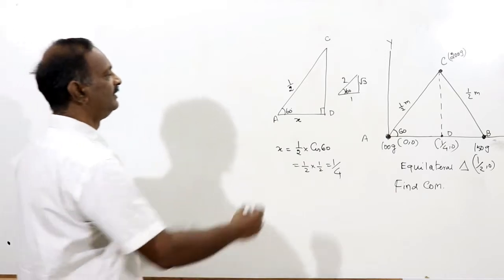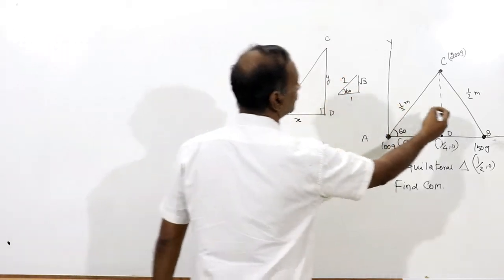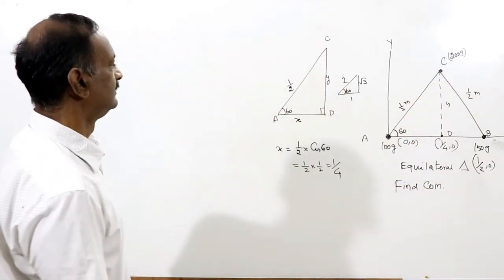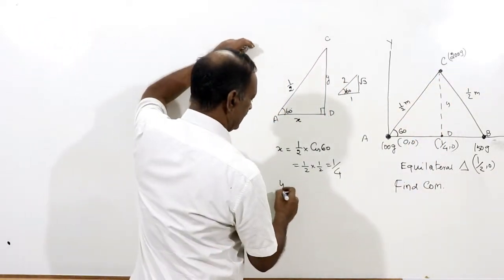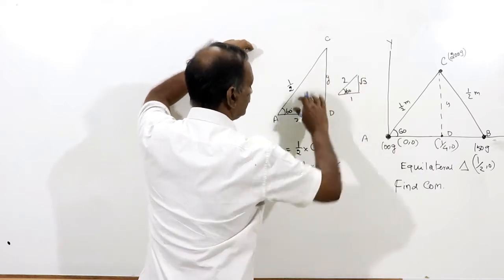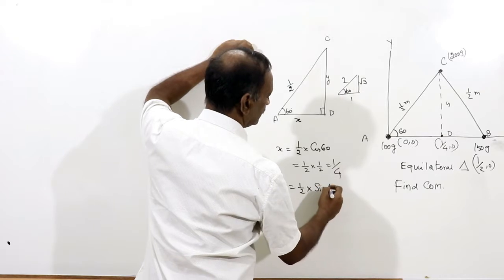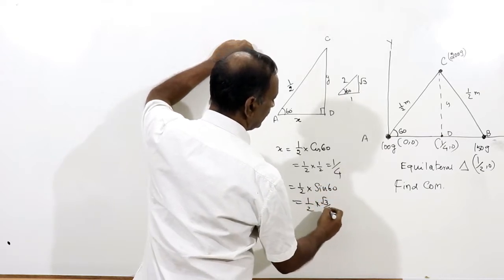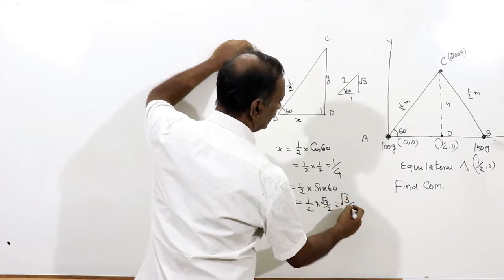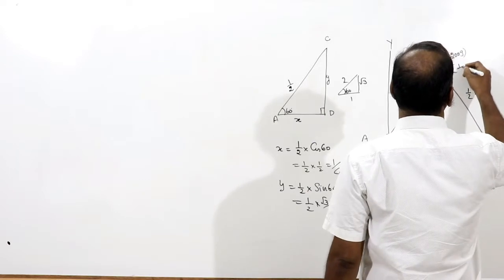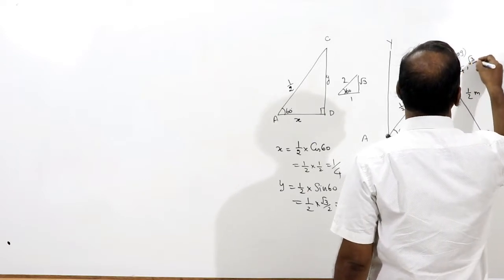Now we want to find this one. This is the y coordinate, the distance from here to here. So y is the hypotenuse into sine of 60. Sine of 60 is root 3 by 2. Half into root 3 by 2 is root 3 by 4. So this point is 1 by 4 comma root 3 by 4.